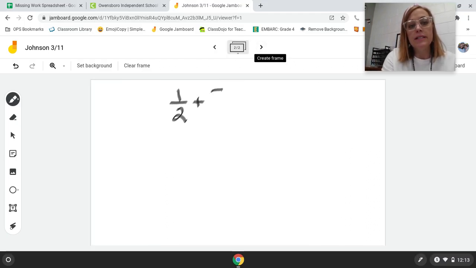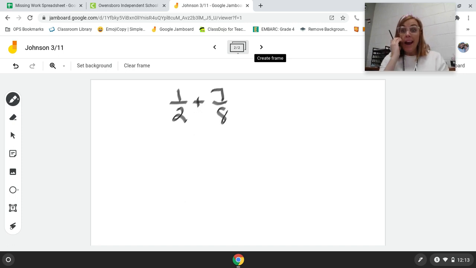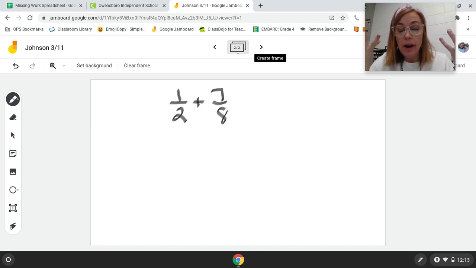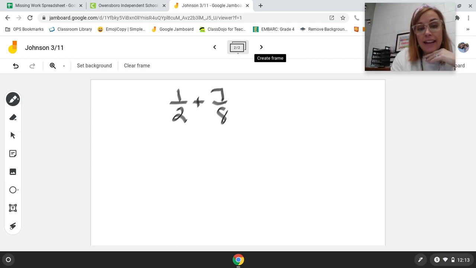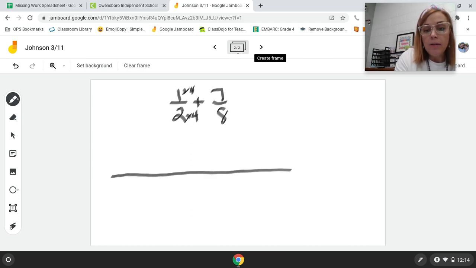1/2 plus 7/8. Right now I've got oranges and bananas, right? I have to make them the same. So I have to make my halves into 8ths, okay? I know that to get to 8, I would have to multiply my denominator by 4, okay? And so my numerator is going to be 4, and I'm estimating that it's probably going to be greater than 1. So I'm going to go ahead and draw my number line here.